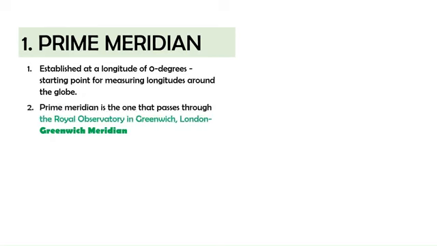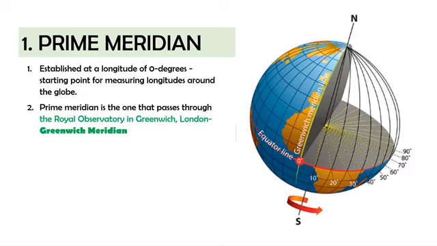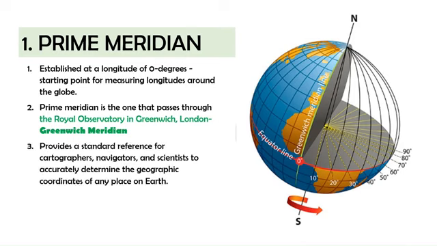This prime meridian, commonly referred to as the Greenwich meridian, was internationally adopted in 1884 at the International Meridian Conference. Prime meridian provides a standard reference for cartographers, navigators, and scientists to accurately determine the geographic coordinates of any place on the Earth.